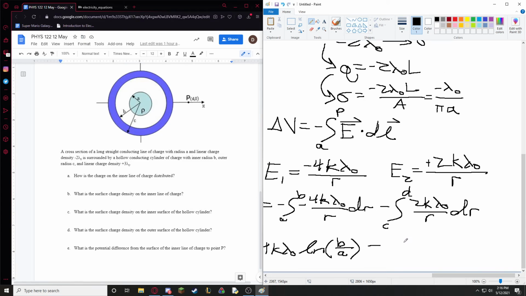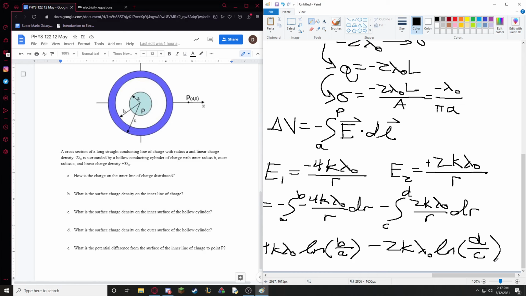And we have minus 2k lambda naught natural log of D over C. Because it's the same process. 1 over R dr becomes natural log. Does that make sense?